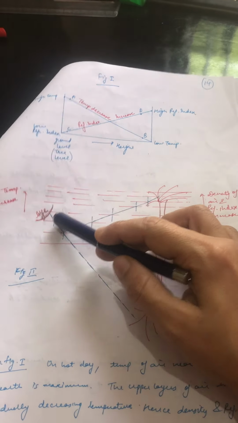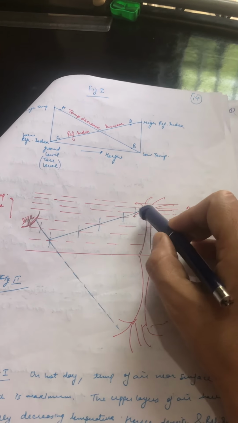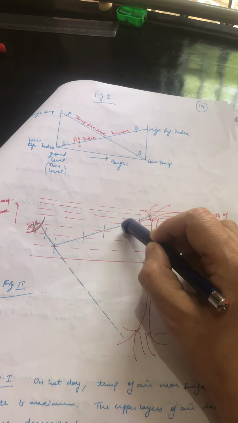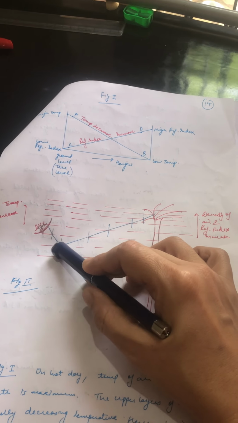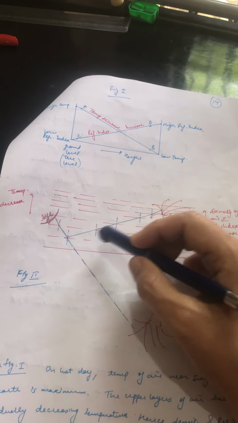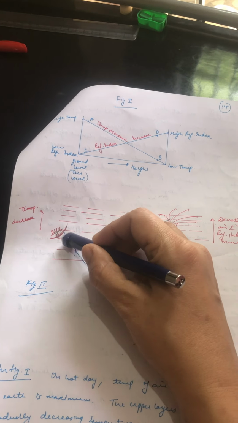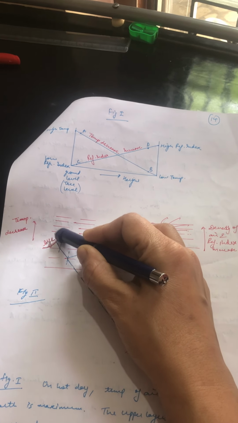So if you are standing here and you see this tree, rays coming from the top of the tree are passing from denser to rarer medium. So every time they will bend away from the normal, till they fall here at an angle greater than the critical angle for that particular medium, so that they will be reflected back into the same medium. Now the rays are going from rarer to denser medium, bending towards the normal.